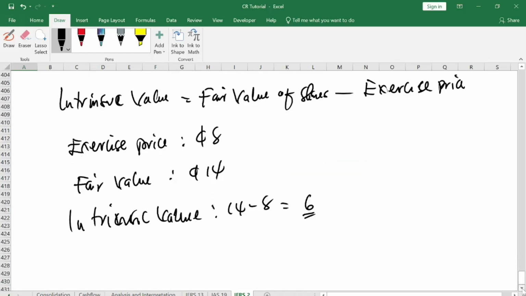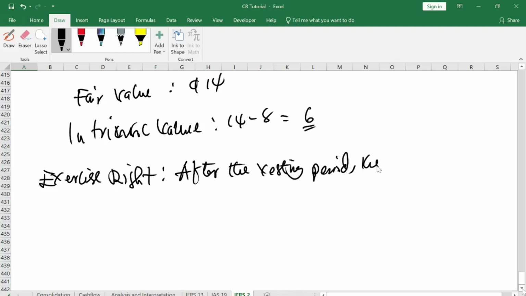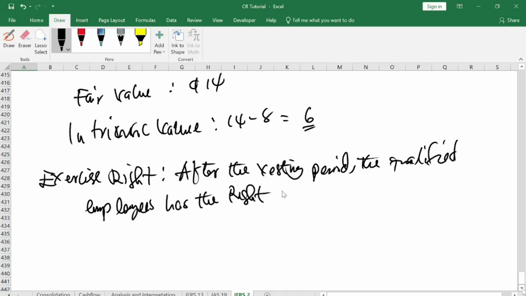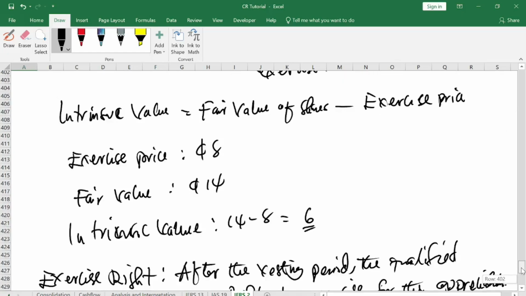We pay them using what we call intrinsic value. And we have something that we call the exercise rights. The exercise right is when, after the vesting period, the qualified employees have the right to exercise, or the right to apply for the share appreciation given to them. Okay, so that is it about this. All right, so now we've understood this. Let us go directly into it.